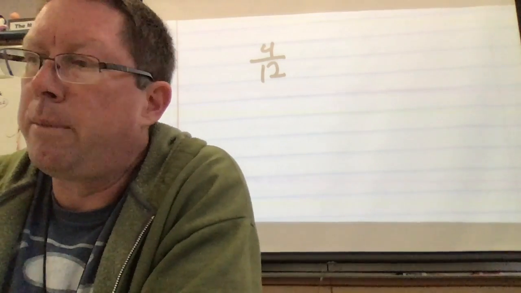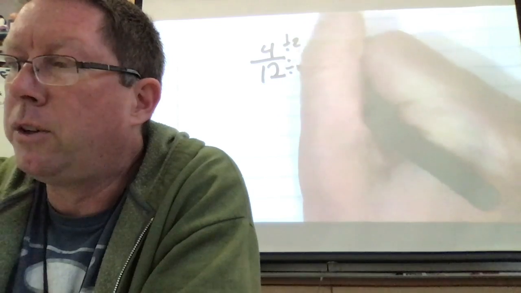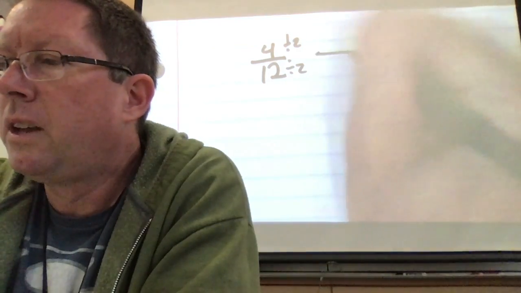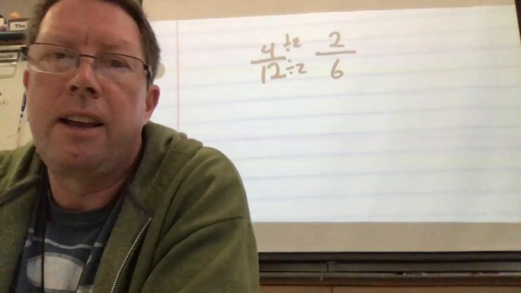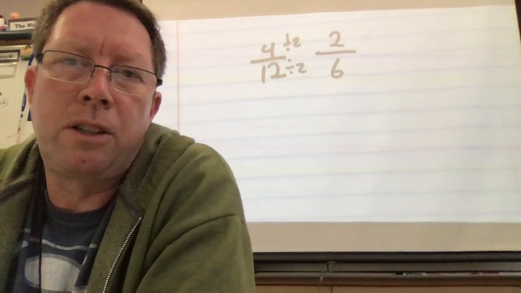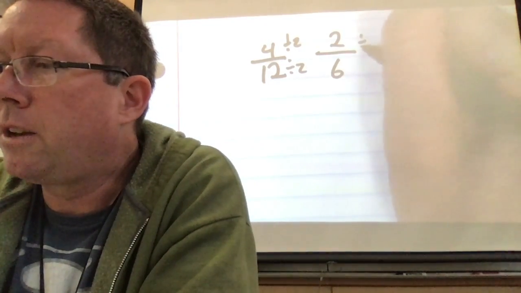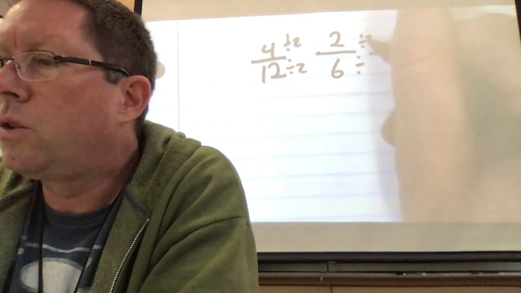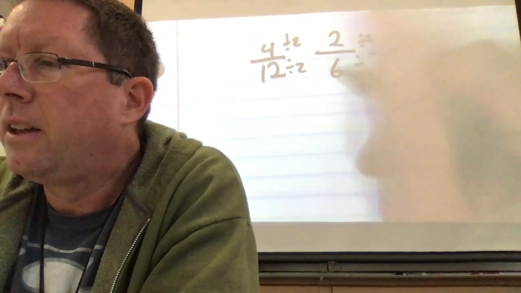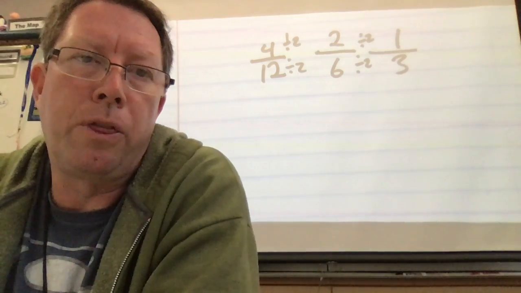So 4 divided by 2 and 12 divided by 2. 4 divided by 2 is 2. 12 divided by 2 is 6. Still not in its smallest form. So I can do it again, and 2 will also work for both of these. So 2 divided by 2 is 1. 6 divided by 2 is 3. We got all the way down to 1/3.